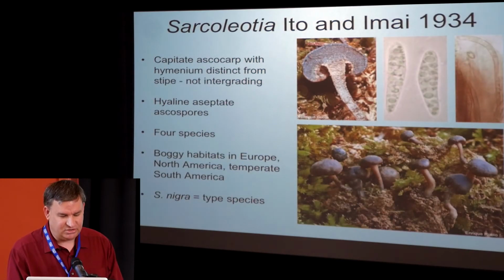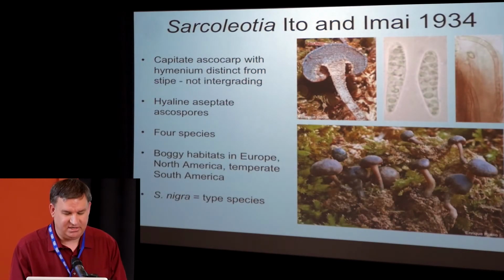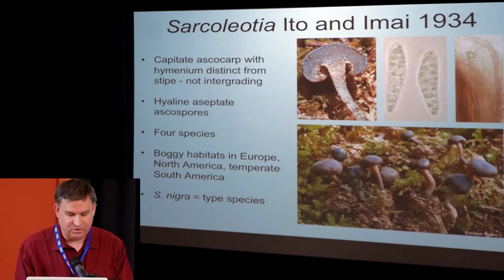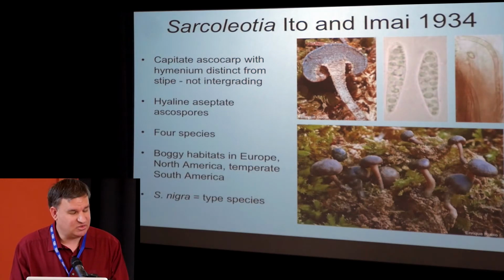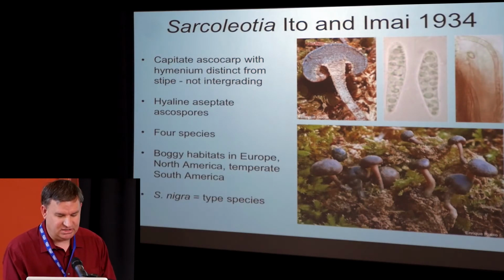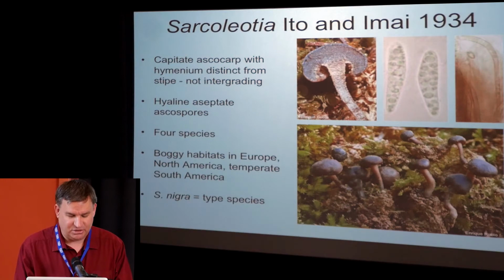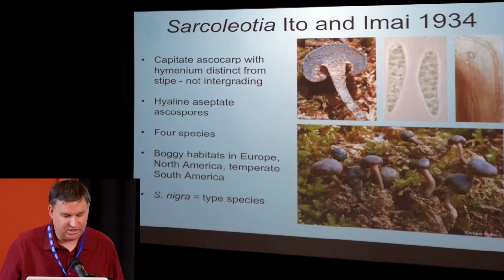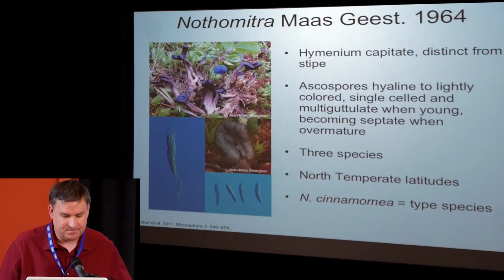And then we have Sarcoleotia, which has capitate ascocarps with a hymenium distinct from the stipe and not integrating. Hyaline aseptate ascospores, and there's 4 species in this genus. They occur in boggy habitats in Europe, North America, and temperate South America, and niagara is the type species.